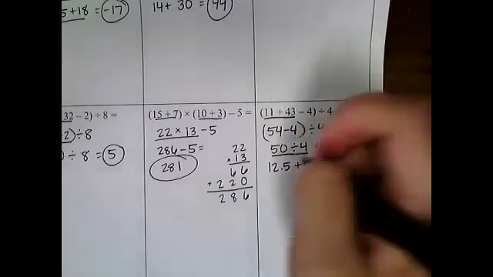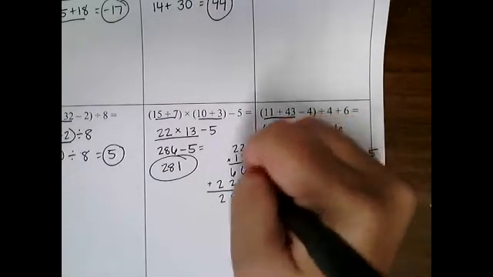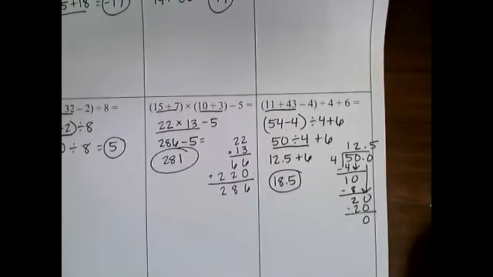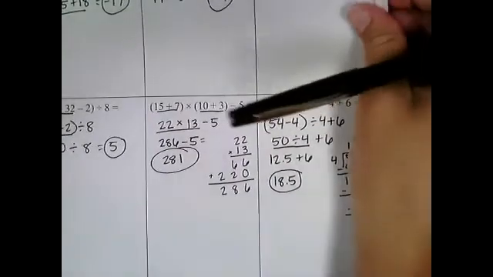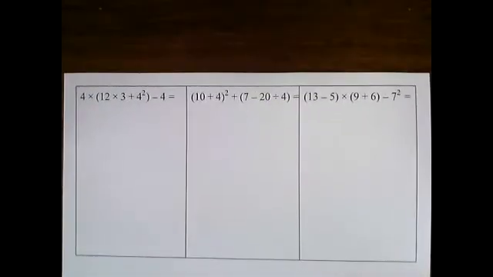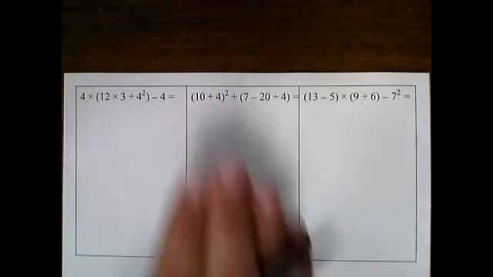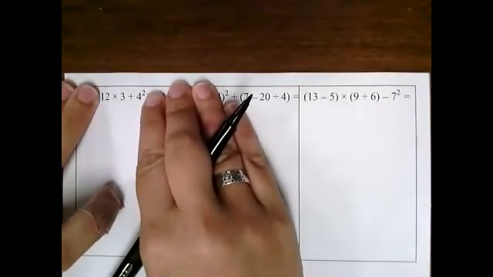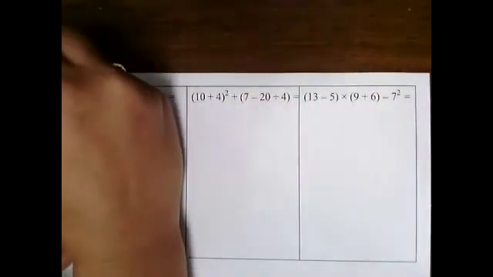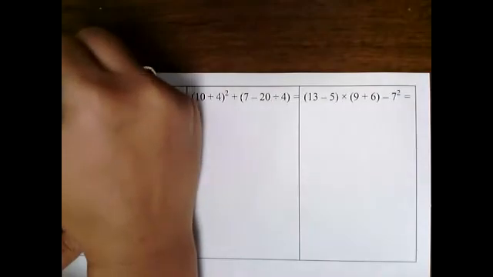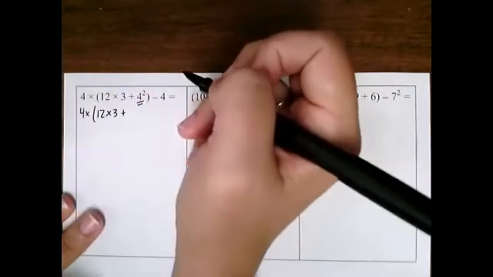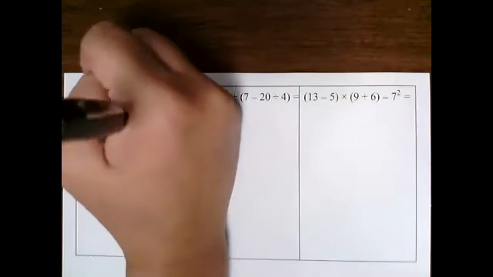12.5 plus 6 is 18.5. 3 more. 4 times 12 times 3 plus 4 squared minus 4. So inside my parentheses first. Now I don't have any other parentheses, but I do have an exponent. So this needs to get simplified first. So I have 4 times 12 times 3. 4 squared is 4 times 4, which is 16.